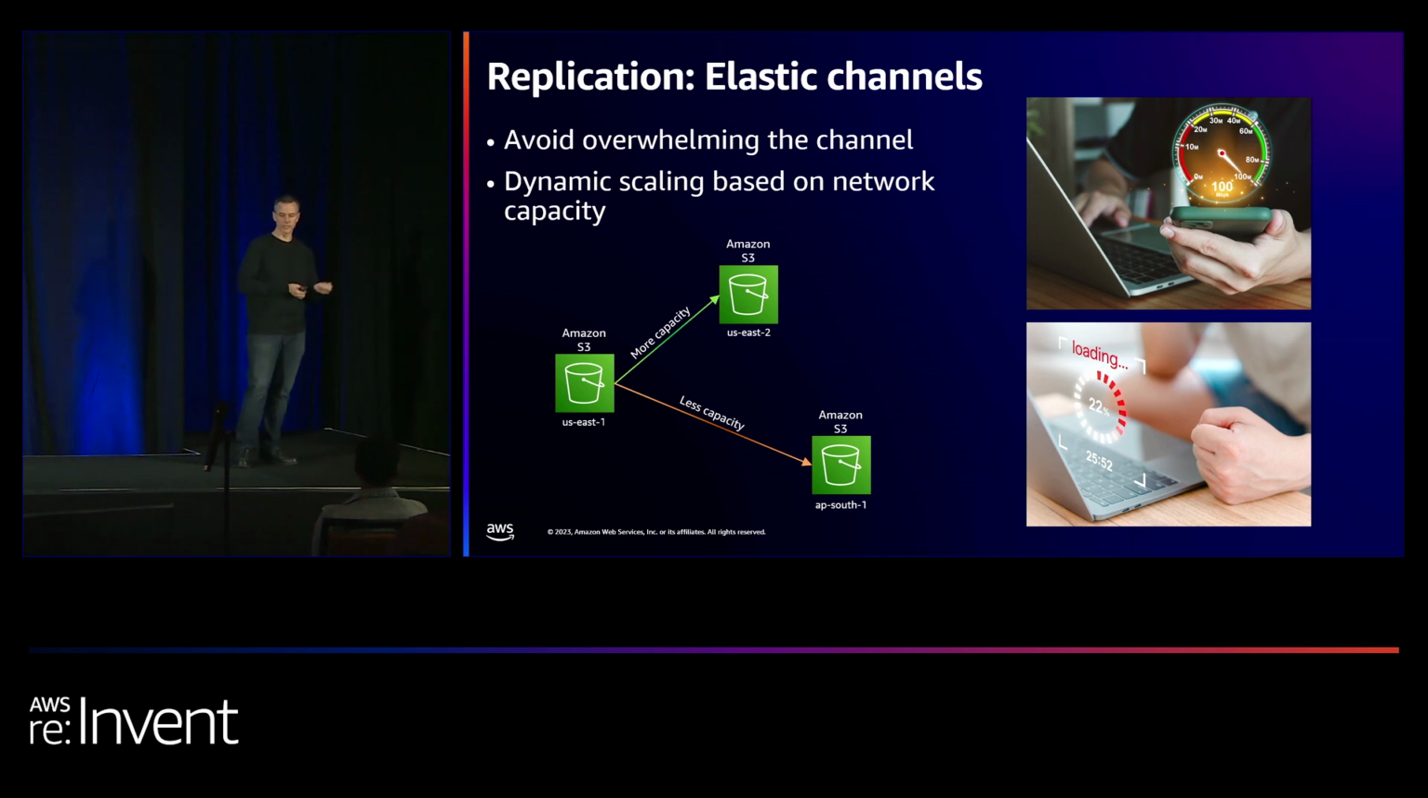It also depends on the image size itself, obviously. So if it's a 10 megabyte image, that'll go a lot faster than a 10 gigabyte image. So there's just some variability there, but just keep in mind we're trying to avoid overwhelming the network, and we do a lot on our side to balance and scale that.